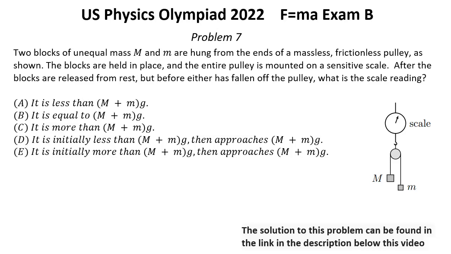Solution for problem number 7. When the blocks on a pulley are released, both blocks accelerate, with the heavier block accelerating downward. It means the center of mass is uniformly accelerating downward, which means the force acting on the pulley is less than weight, big M plus small m multiplied by g. That's answer A, and this is the solution for problem number 7.